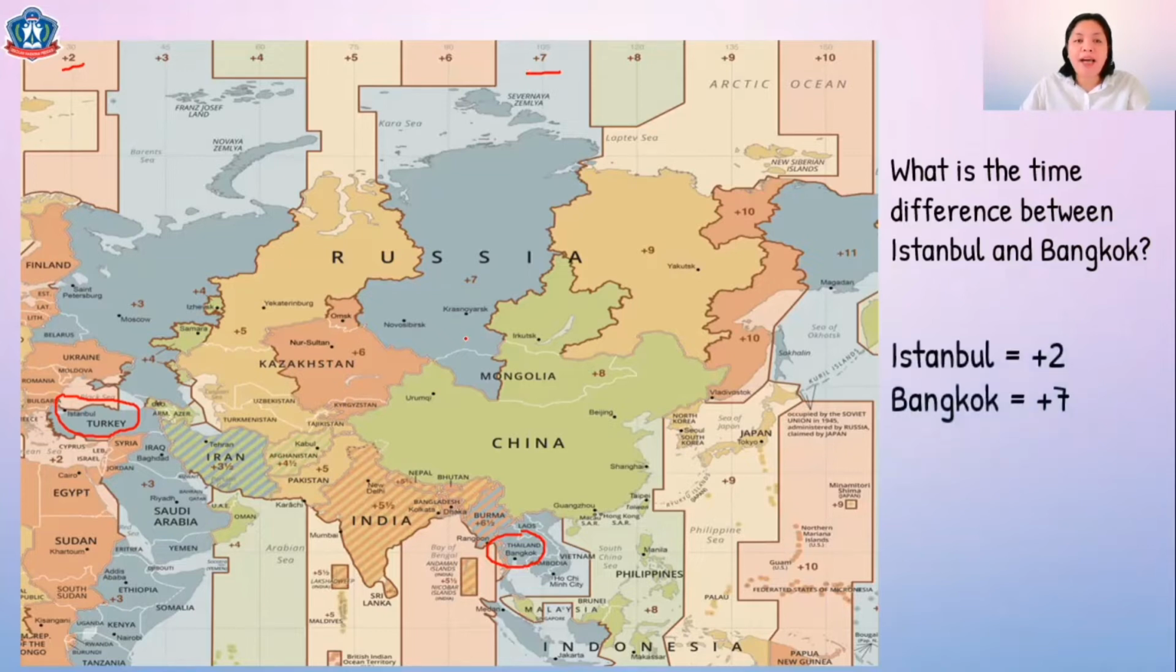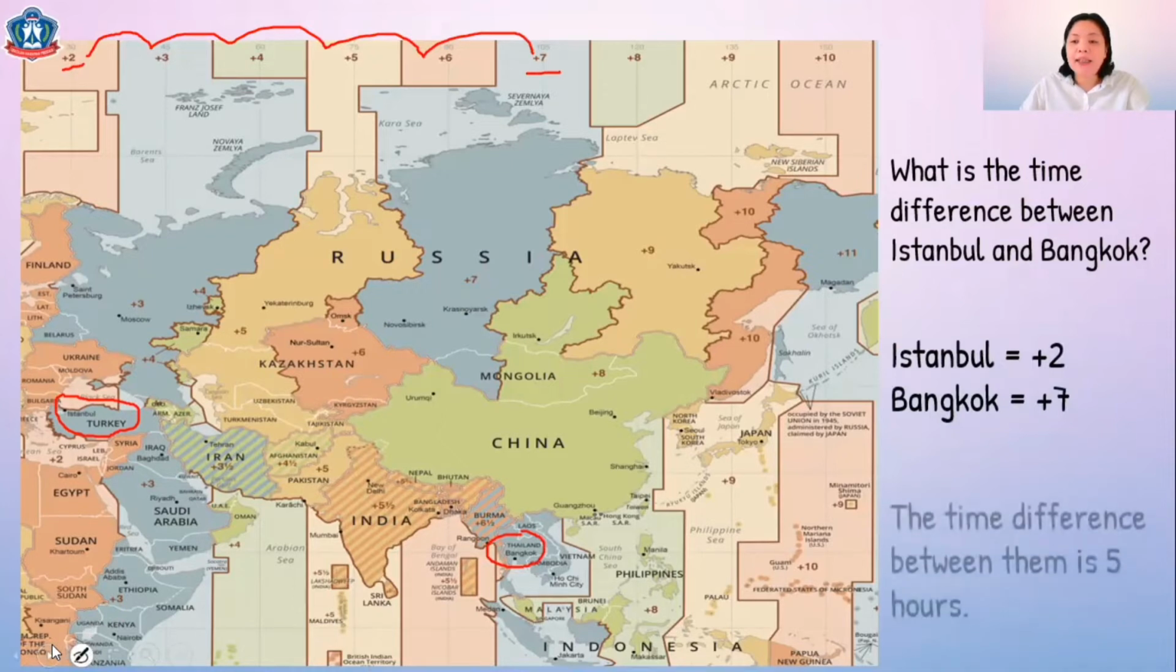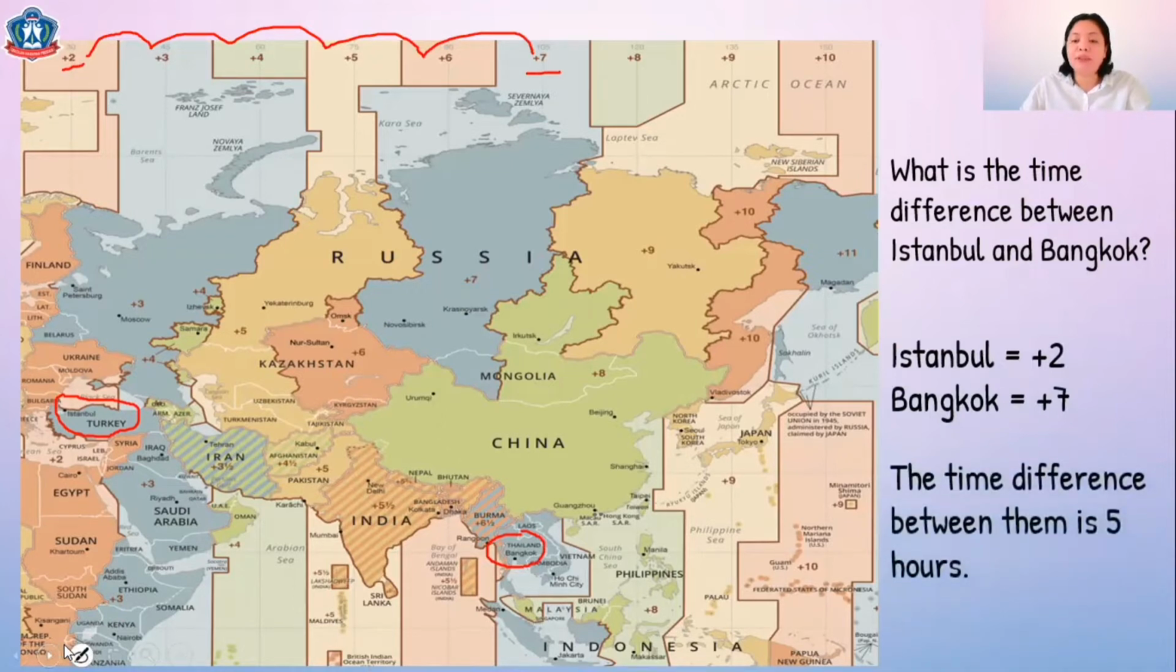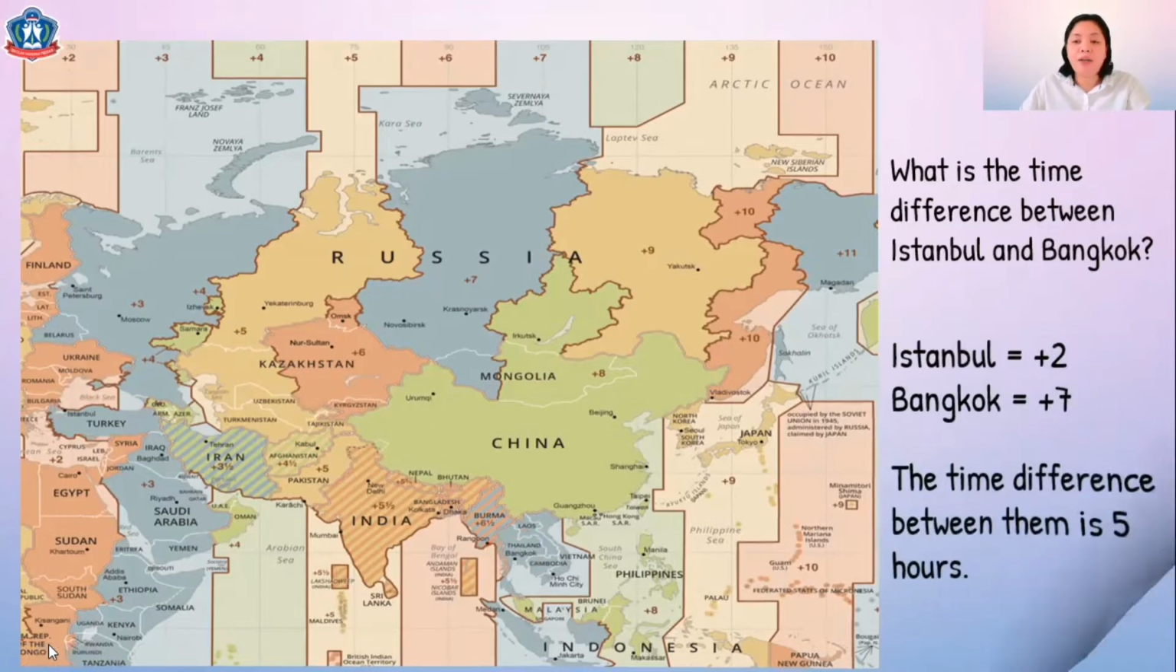So let's try to find the difference between their time zones. Let's count. From +2, let's go to +7. 1, 2, 3, 4, 5. Therefore, the time difference is 5. So the time difference between Istanbul, Turkey, and Bangkok, Thailand, is 5 hours.